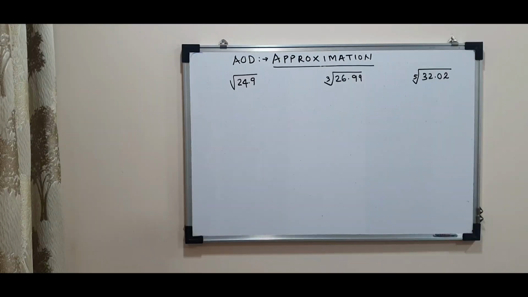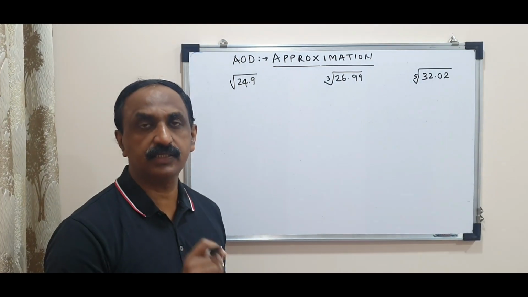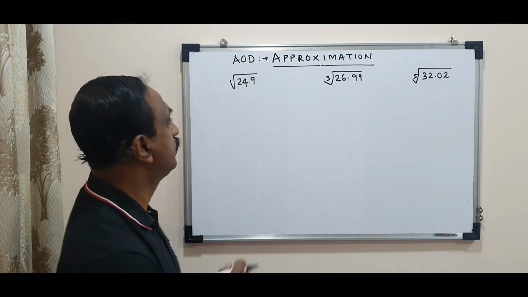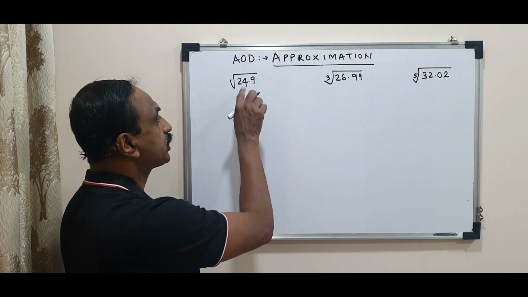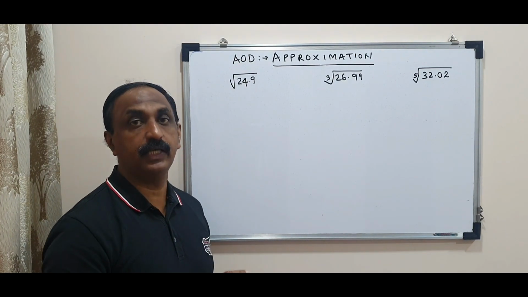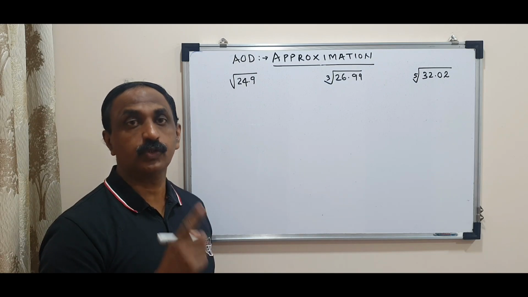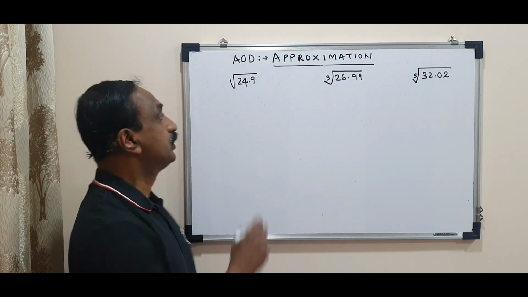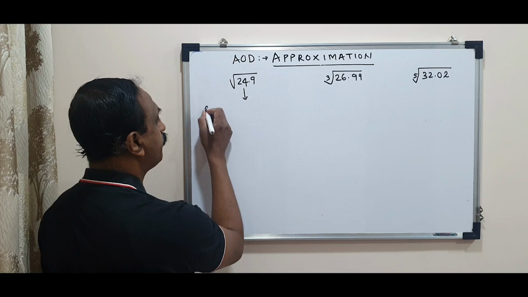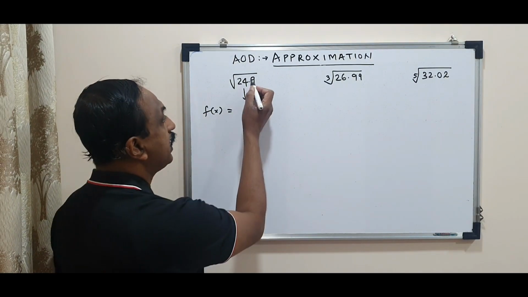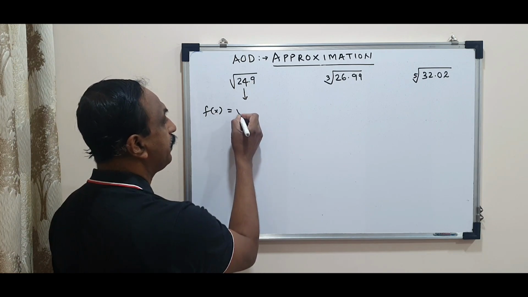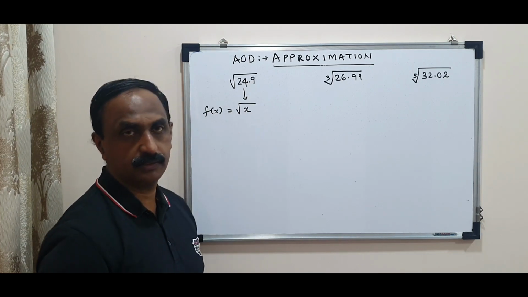Let's just discuss how we define the function. I want to calculate the square root of 24.9. You know that the square root of 24.9 is near to the square root of 25. Square root of 25 we know. So first of all, what is the function f of x here? Replace the number by x. What is the number here? 24.9. Replace it by x. That will be f of x.